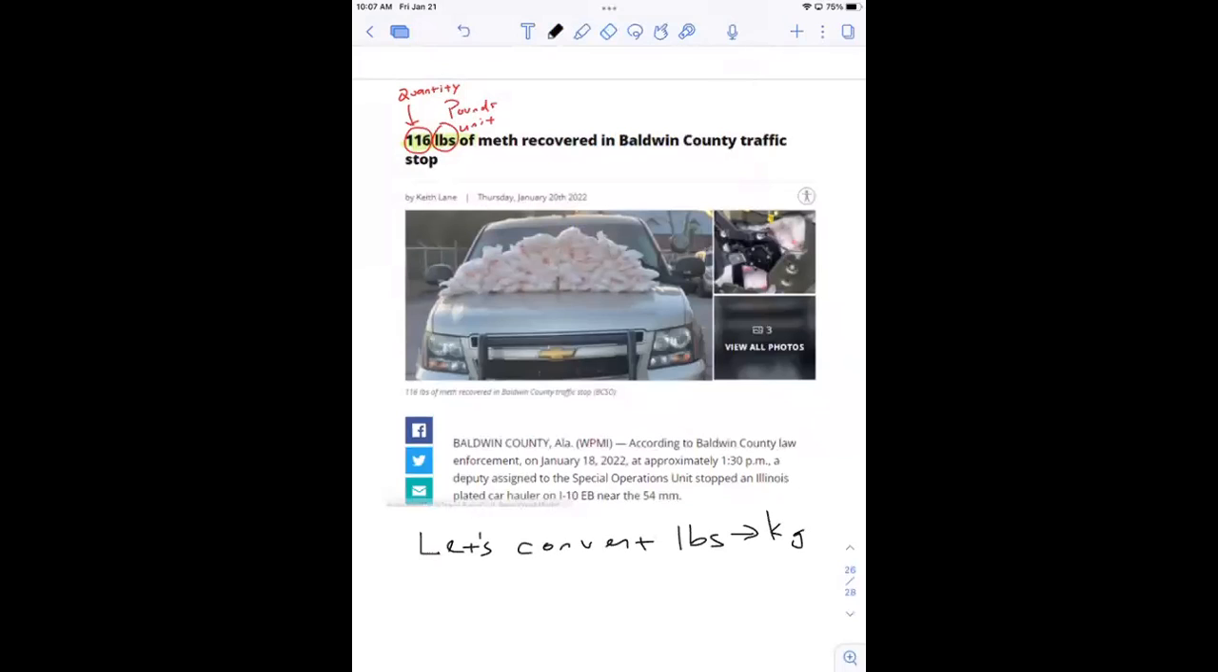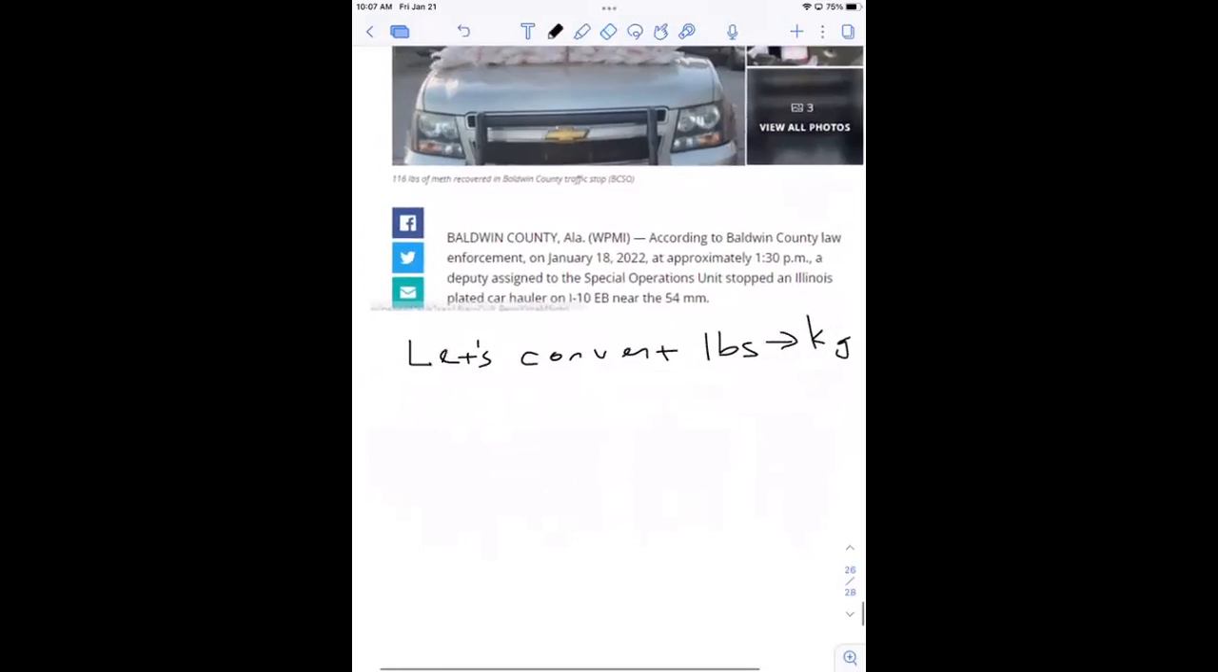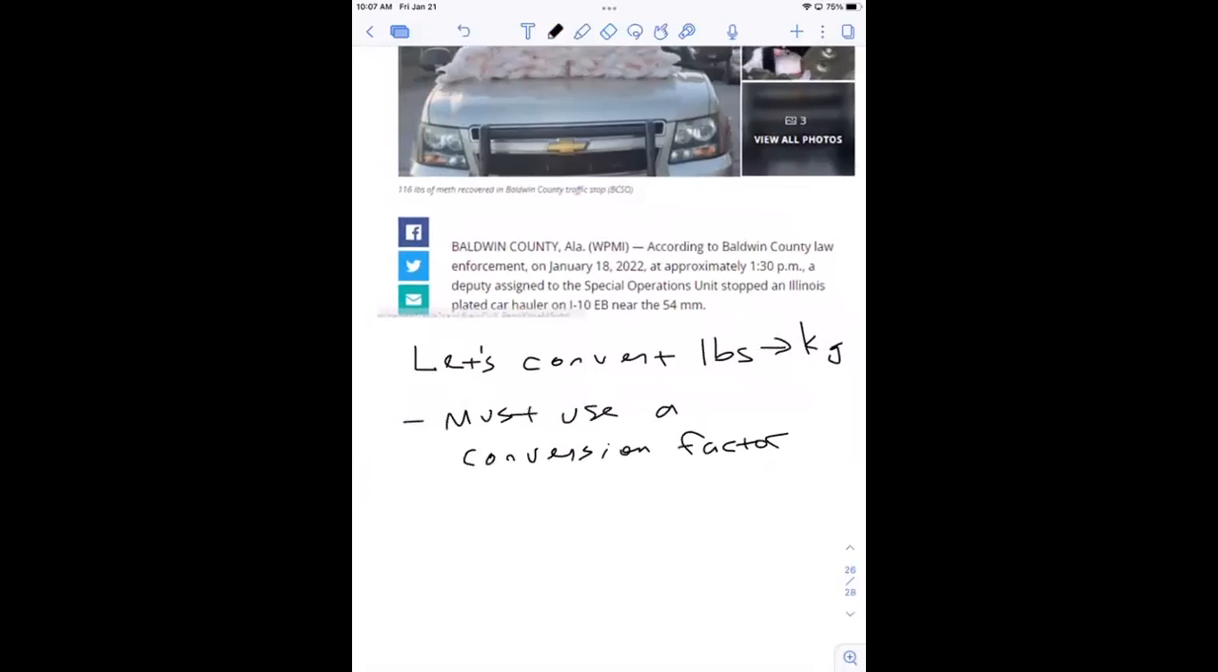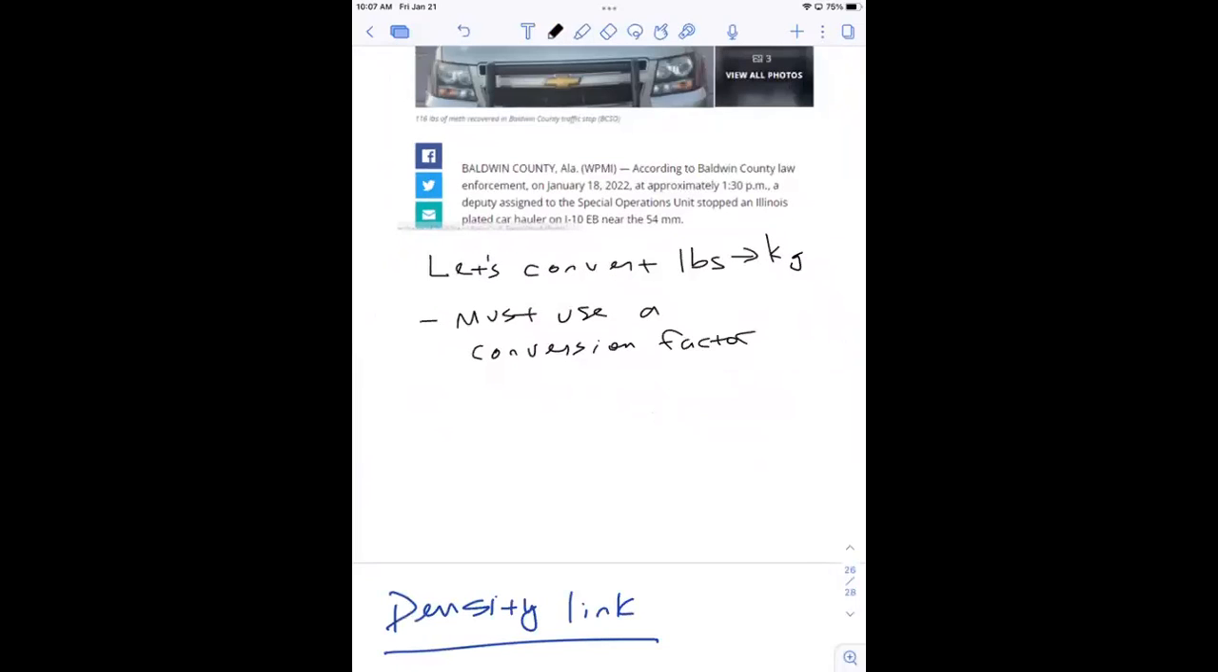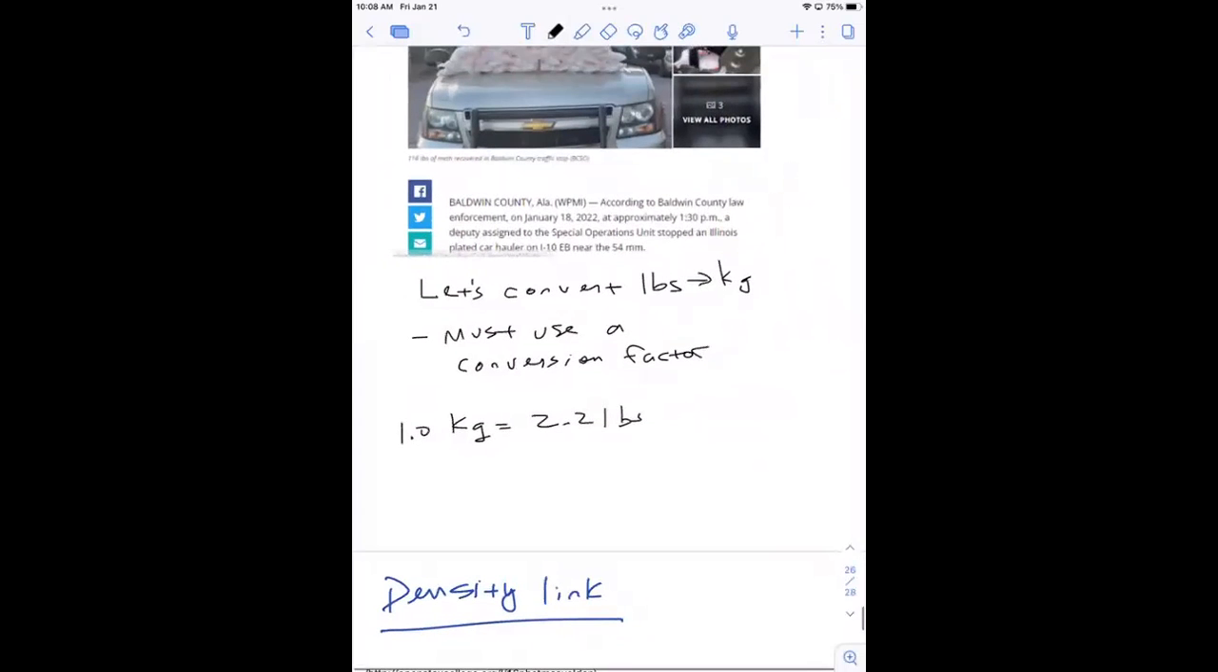You need the conversion rate? You need a conversion factor. Good. You need a conversion factor. For pounds to kilograms, the conversion factor is 1 kilogram is equal to 2.2 pounds. Let me fix this. So 1 kilogram is 2.2 pounds.